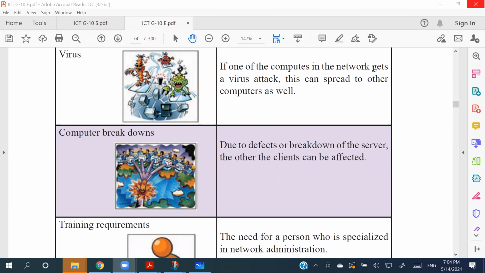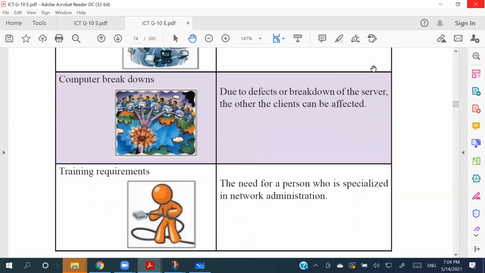But it's not impossible, but it's very hard to do, right? And the training requirements, right? To work with the network, to have the experience to work with the server and work as a client, you should have proper practice regarding it.